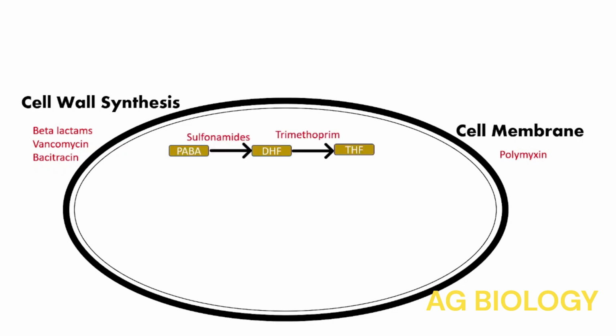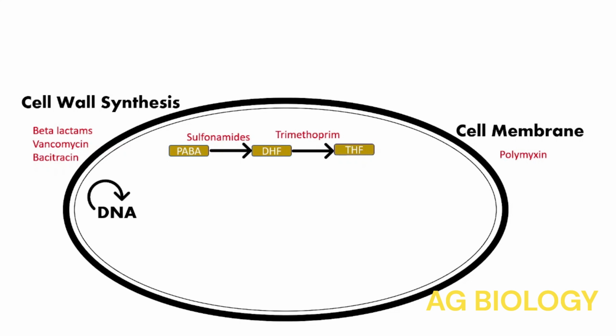Another pathway which is targeted is folic acid synthesis. Folic acid, tetrahydrofolate, is synthesized through an intermediate, dihydrofolate. In each step of these reactions, there are antibacterials, for example, sulfonamides and trimethoprim.